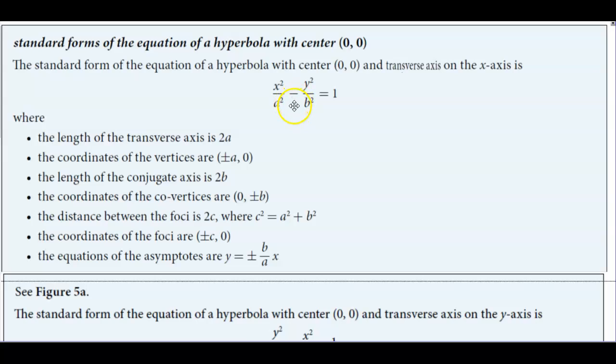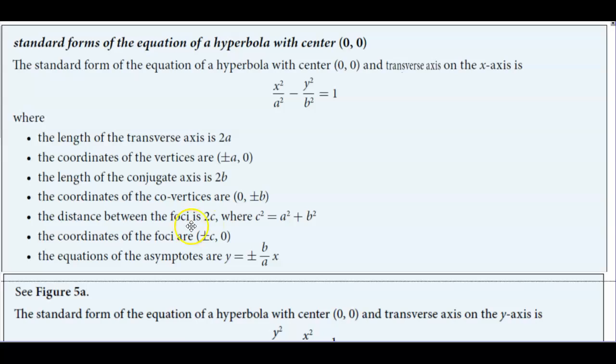Now, what the minus tells us is that the y squared term over b squared is negative. So if the x squared term is positive, then that tells us the transverse axis is on the x-axis. Now the length of the transverse axis is 2a. The coordinates of the vertices are plus or minus a, 0. The length of the conjugate axis is 2b. The coordinates of the co-vertices are 0, plus or minus b.